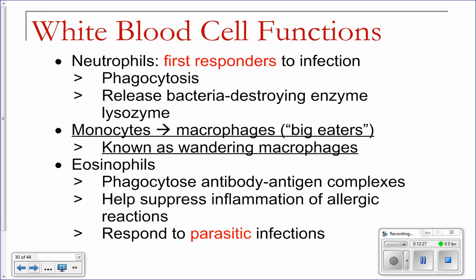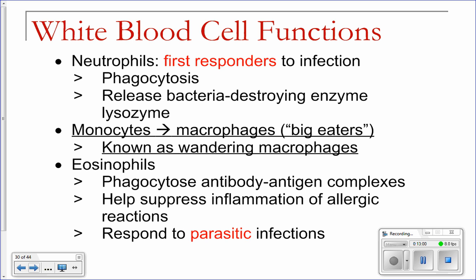Okay? So eosinophils are responsible for suppressing inflammation if it needs to be suppressed, because sometimes your body kind of goes overboard with it, and it can become a problem. And they also help to suppress allergic reactions. So again, an allergic reaction can be bad, right, if it's an extreme allergic reaction. And so eosinophils are responsible for helping to calm down that allergic reaction. Does that make sense? Yeah, EpiPens.